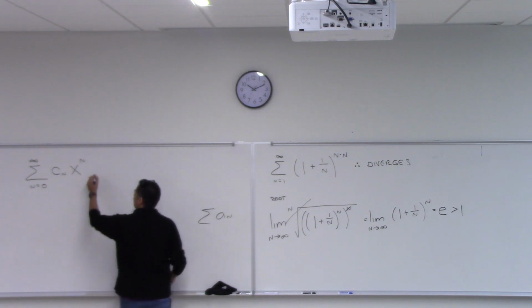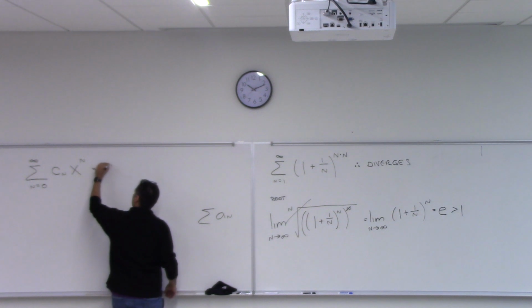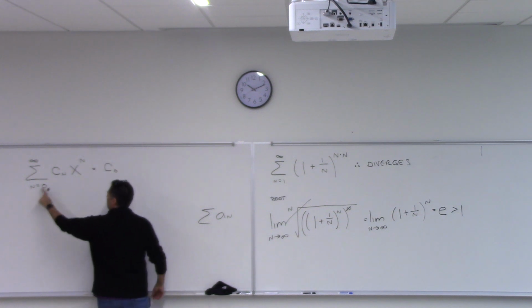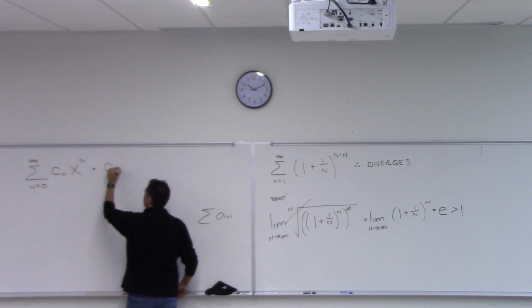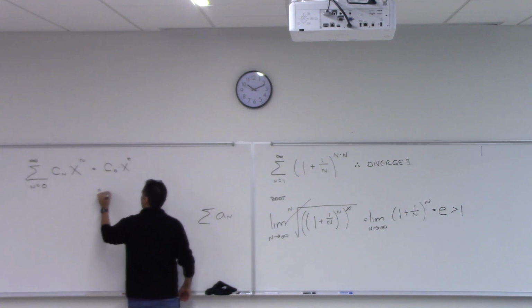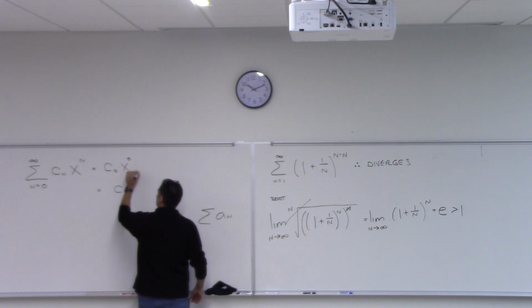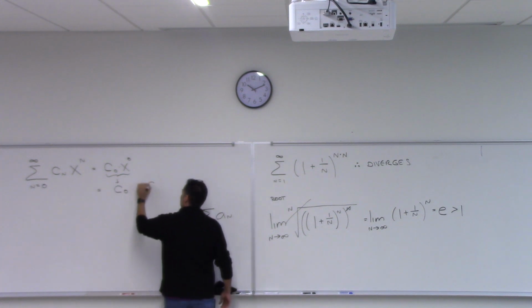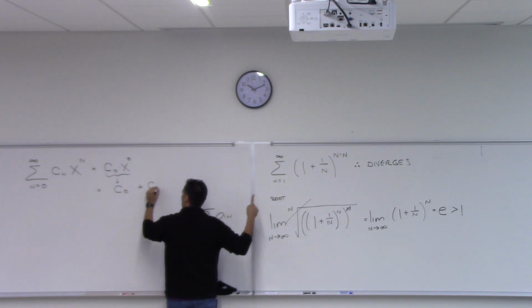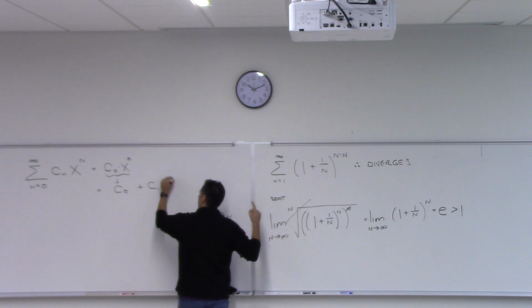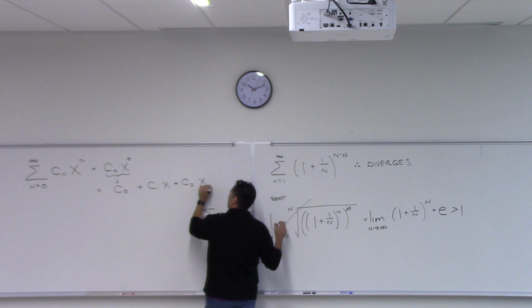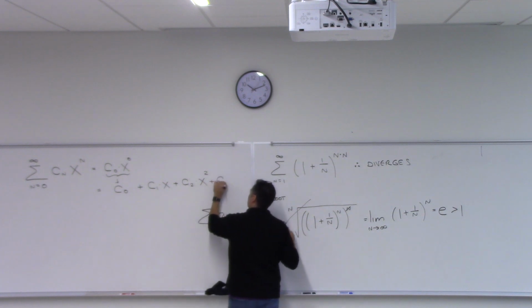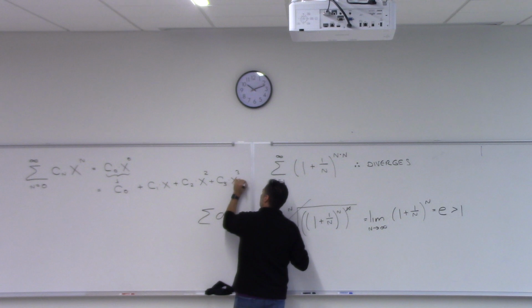So if you start writing out the terms, you get c sub 0, right? Starting at 0, c sub 0, x to the what? 0. What's x to the 0? 1. So that's just c sub 0. Plus, what, c sub 1 times x to the 1, plus c sub 2 times x to the second, plus c sub 3 times x to the third, plus dot, dot, dot forever, right?